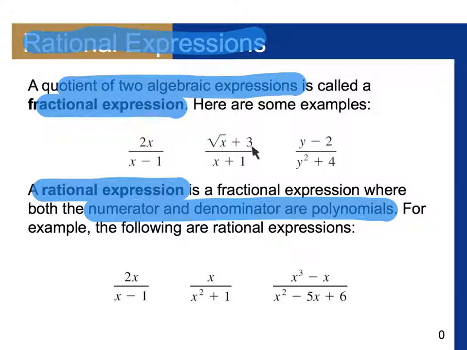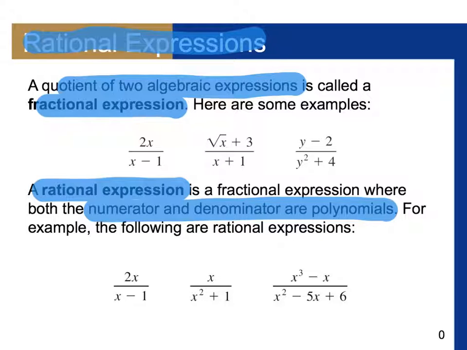But this is not a polynomial, square root of x plus 3, because remember we can only have positive natural number exponents. We can't have x to the 1/2, right? This is also a rational expression, just like the first one, but this one is not. So here's some examples of rational expressions. Polynomial divided by polynomial. Degree of 1, degree of 1. Degree of 1, degree of 2. Degree of 3, degree of 2. So these are what we call rational expressions.